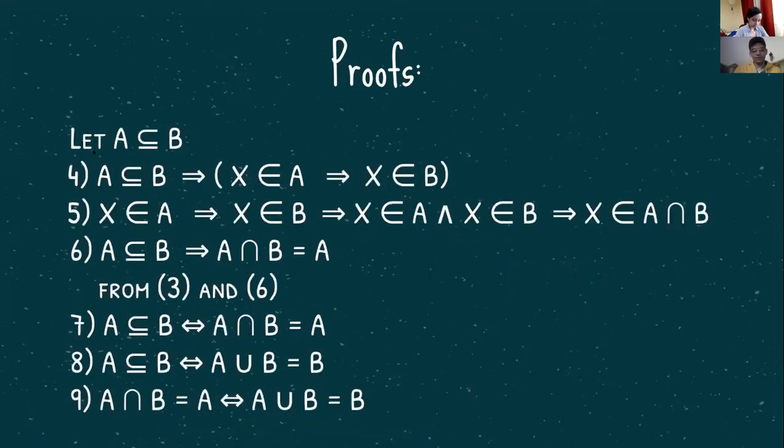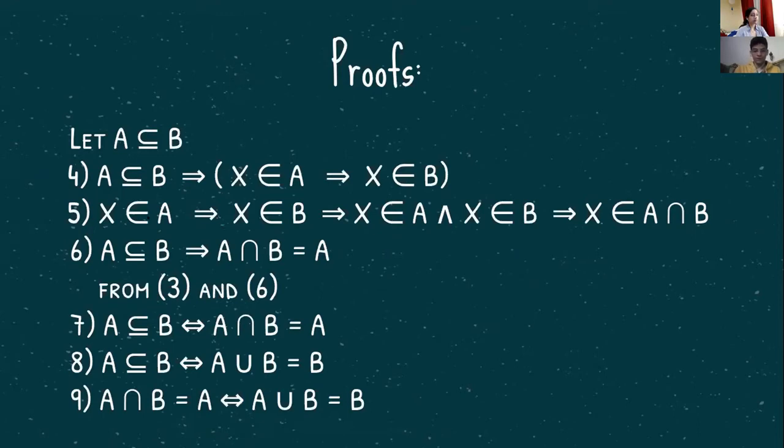So now I will let A be a subclass of B, because I need to work the other way around to prove that two things are equal, or that there is a double implication. I need to prove the implication on both sides. So I know that if A is a subclass of B, this means that X belongs to A implies that X belongs to B.